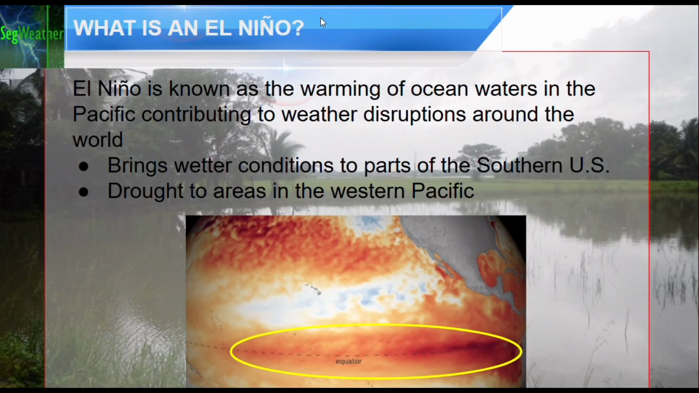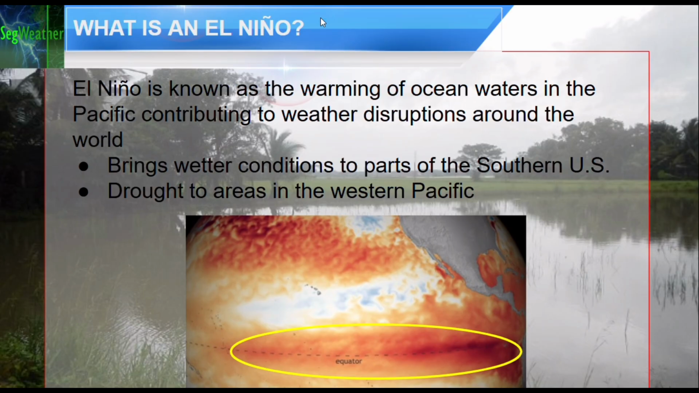Now, looking at what is El Nino, as many of you are probably questioning, what the heck is El Nino? What does it mean? An El Nino is usually known as the warming of the ocean waters in the Pacific Ocean, which contributes to weather disruptions around the world, such as increased drought and other extreme weather conditions for parts of the world.